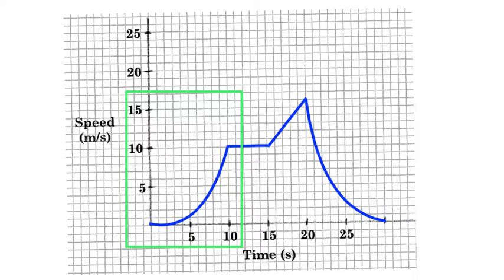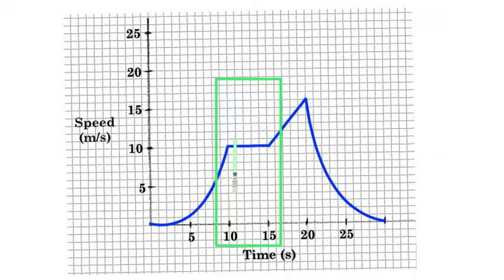Not that hard. Right, it changes motion at 10 seconds. So what happens at 10 seconds? Well, we have this. And the flat line in the speed time graph tells us that it is not changing speed. It stays at 10 meters per second between 10 seconds after the start and 15 seconds after the start. So for 5 seconds it stays the same speed. Right, then it changes motion again.